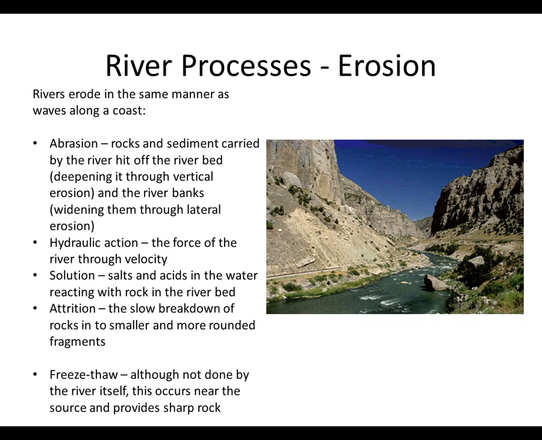And then freeze thaw, although, like it says, not done by the river itself. We did see evidence of freeze thaw up in the Ochil Hills, and we know that is evidence of glaciation, so we can tie that into our assignment as well. The sharp angular rocks in the upper course were mainly caused by freeze thaw, but as these processes take place in the river, as we work our way down, we can see that the pebbles become a lot rounder.